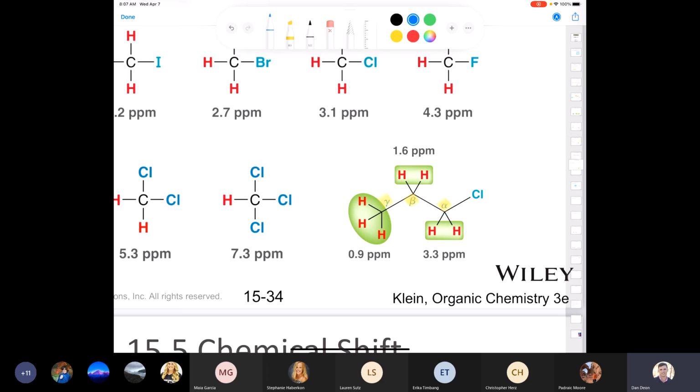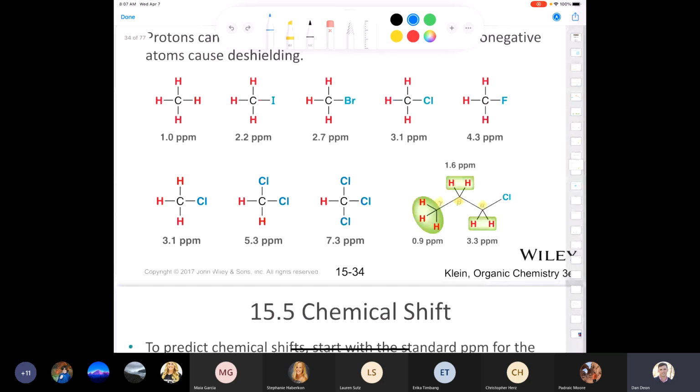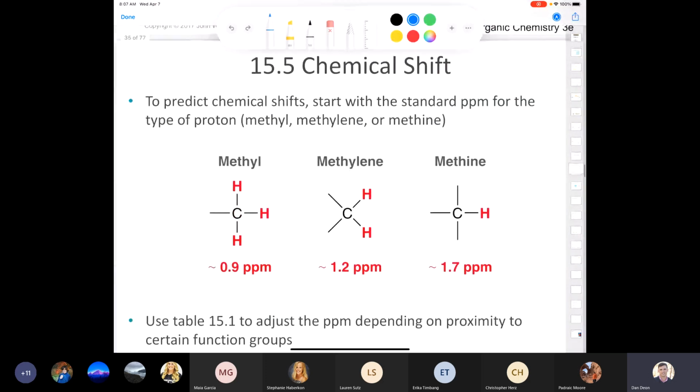Can you give me some rules, some hard and fast numbers that I could use to quantify the effect on alpha protons, to quantify the effect on beta protons? And the answer is yes. But before we do that, we need to look at some baseline values, right?